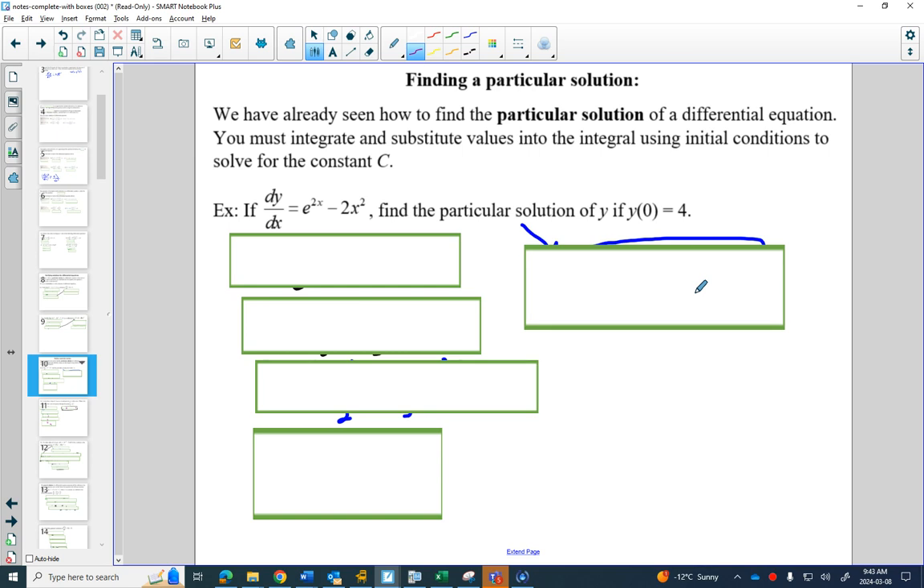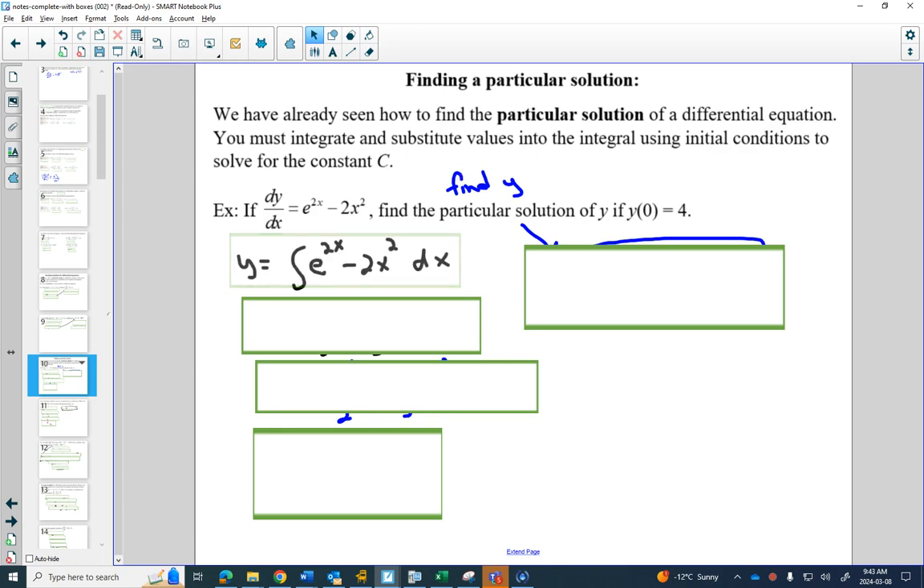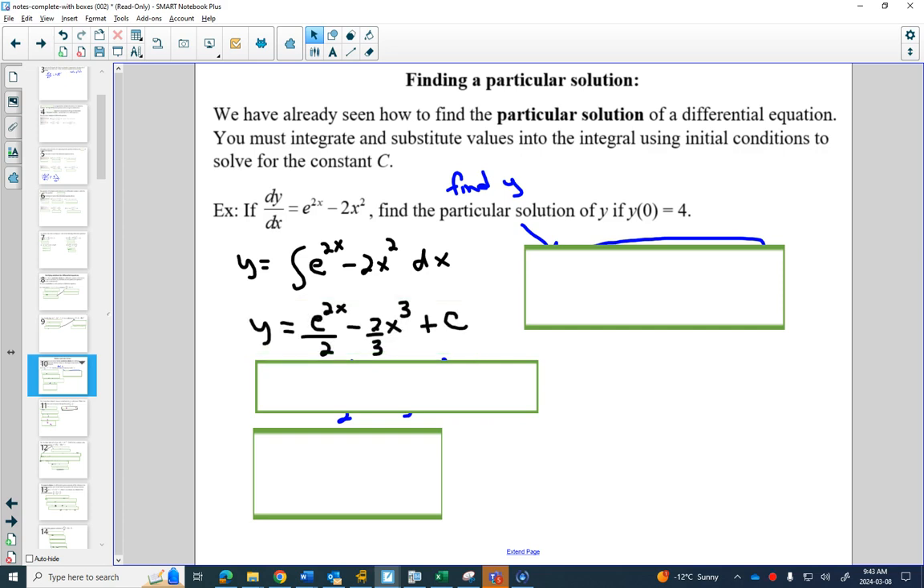Here is our derivative. If I want to find a particular solution, this is like asking us to find y. So we've done this question before, just the wording has changed, because now in a differential equation they say find a particular solution. So I could find my integral, using my integral rules. E to the 2x would stay the same, but it has a chain rule, so we have to divide by 2. The negative 2x squared, we add 1 to the exponent and divide by 3. And of course, we have plus c.